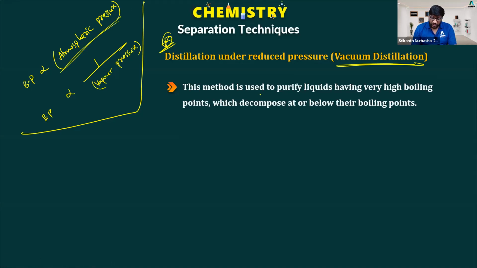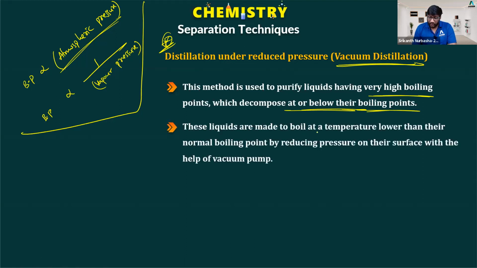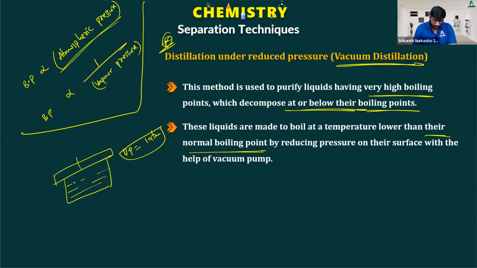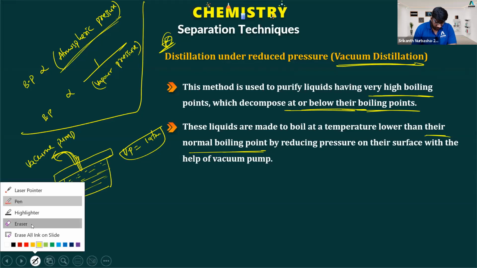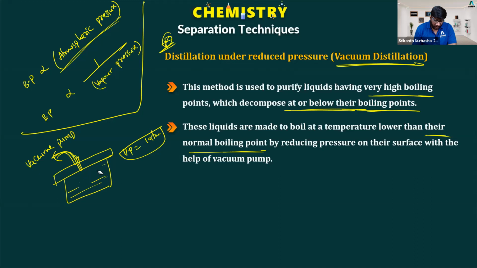So this method is used to purify liquids having very high boiling points, which decompose at or below their boiling points. These liquids are made to boil at a temperature lower than their normal boiling point by reducing the pressure on the surface. Boiling point is the temperature at which vapor pressure equals 1 atmosphere, atmospheric pressure. Whatever vapor we have above the liquid, I am trying to remove with the help of a vacuum pump. I insert a vacuum pump and suck out all the vapor. If I remove the vapor, what is going to happen, students?